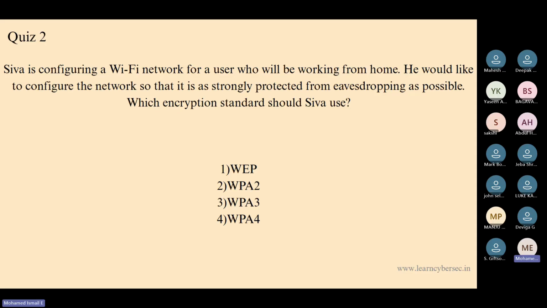All right. So the first one is WEP, insecure. WPA2 may be secure. WPA3, yeah, that is the latest one, which is more secure. WPA4 does not exist. So 1 and 4 are eliminated. Now the only answers are 2 and 3. If you choose between 2 and 3, WPA3 is the best one because that is the latest one. We need to inform Siva, hey Siva, use WPA3, which is option 3.